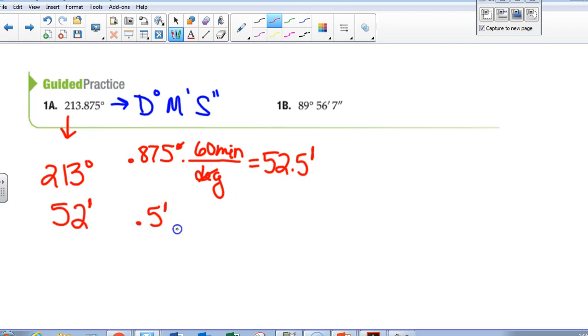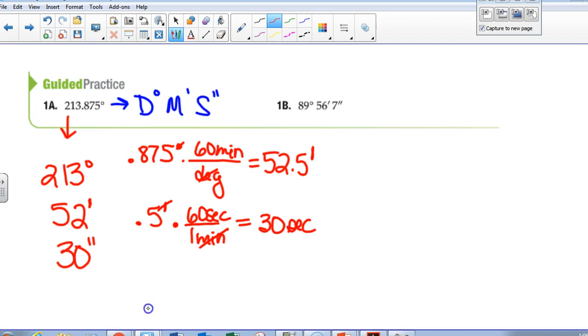0.5 of a minute, which most of you could do without the dimensional analysis. 60 seconds in 1 minute. So 0.5 times 60 is 30 seconds, or 30 with a little apostrophe. So this is 213 degrees, 52 minutes, and 30 seconds.